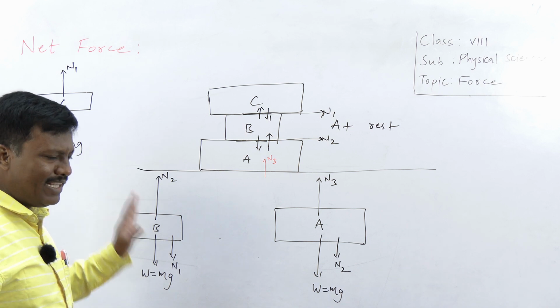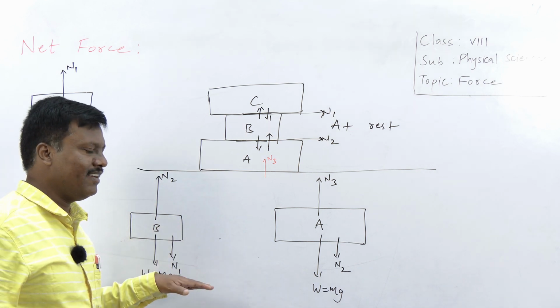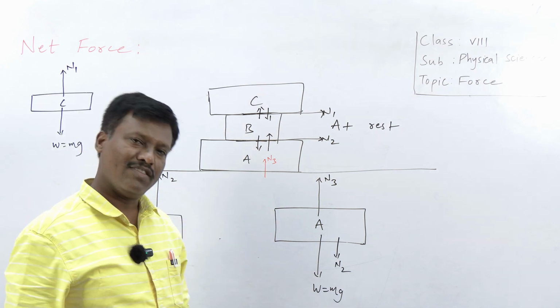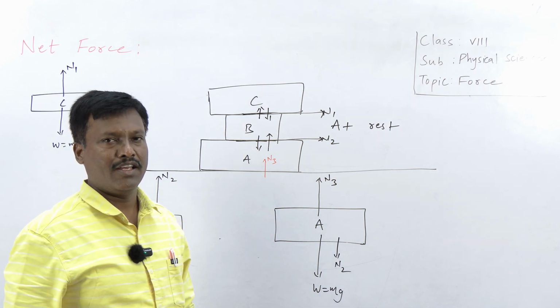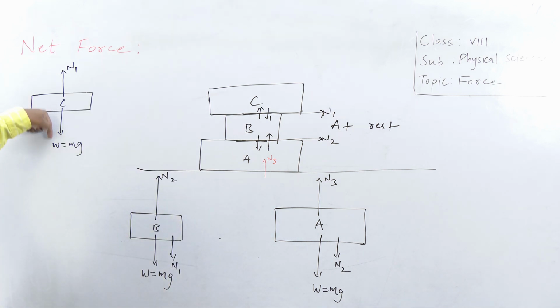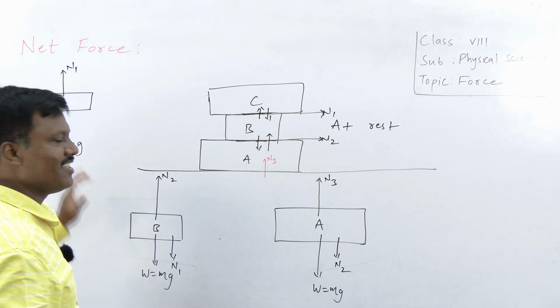Okay. By this, what do you understand? What we see is not real. In reality, when an object is at rest, don't think there are no forces acting. Actually, forces are acting. But the object is at rest. Why is it at rest? Because one force is acting in the downward direction and the other force is acting in the upward direction. These two forces are equal in magnitude but opposite in direction. That is why the net force acting on the two bodies is 0.